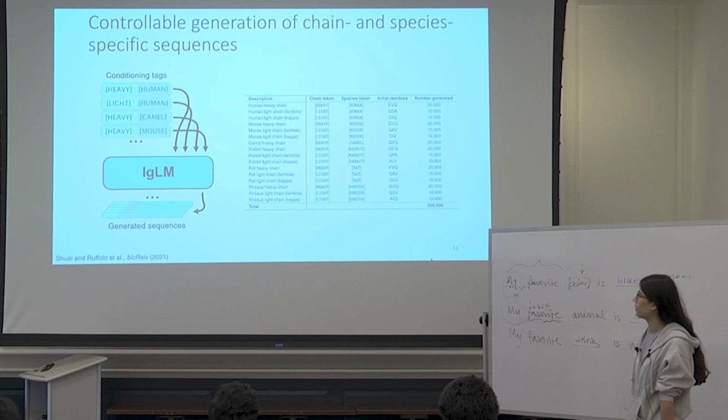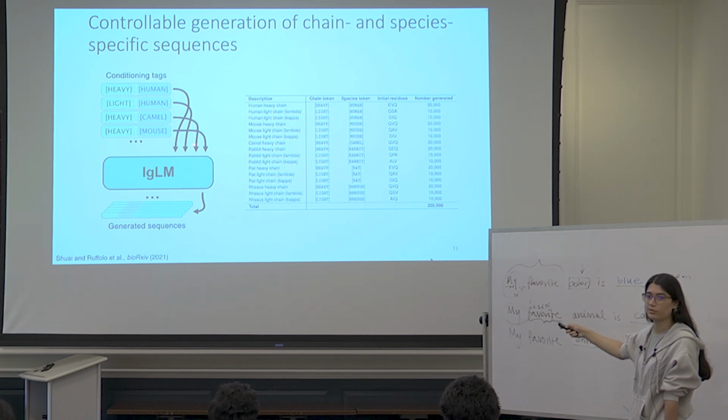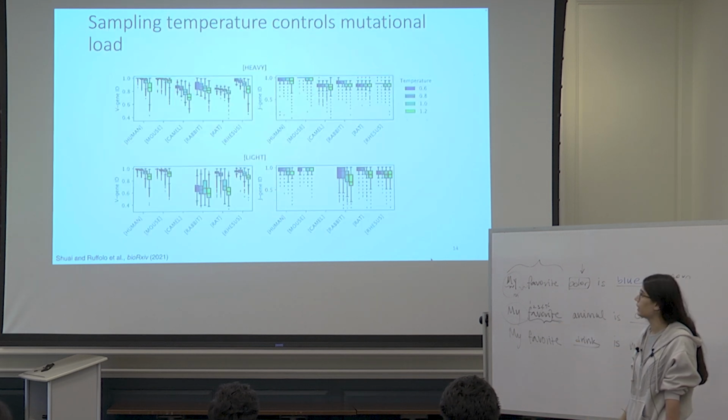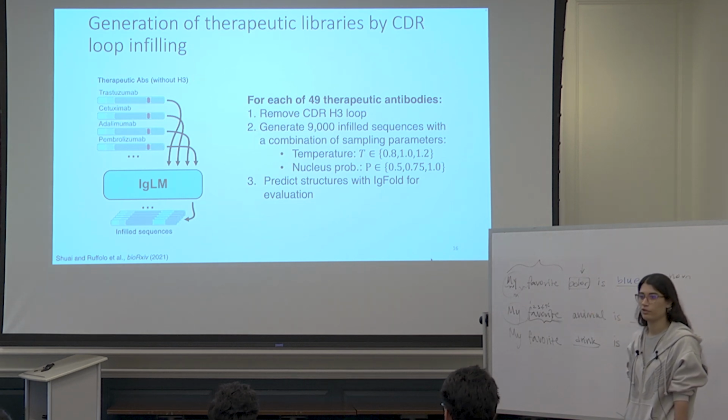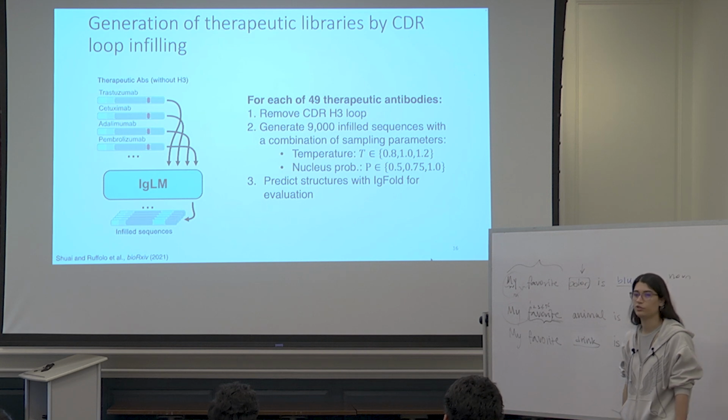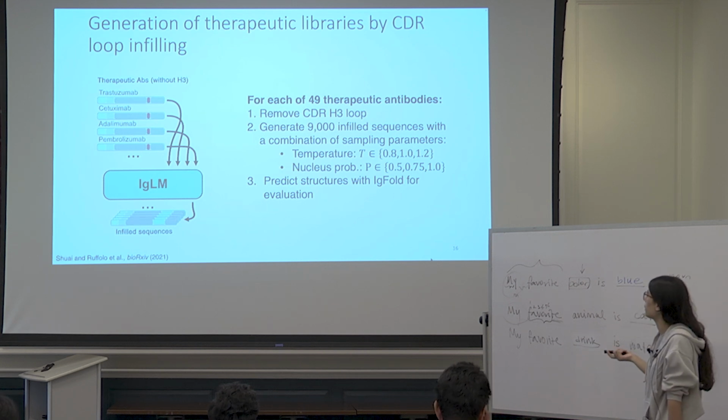Okay, so if you look here, we're generating a sequence, right? Starting from any sequence at all, or just some tags that we're conditioning on. And then now we're giving some sequence, but we're interested in infilling essentially the H3 loop. So the H3 loop is in which chain? The heavy chain. So it's the third loop in the heavy chain.